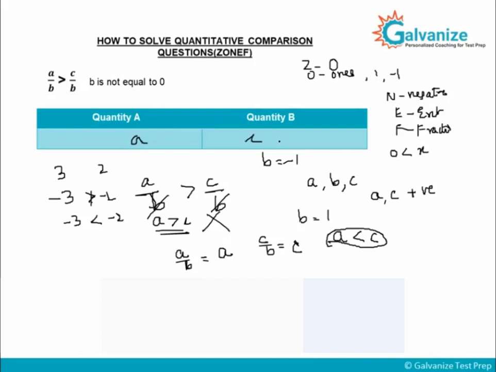So for negative numbers, quantity B is greater, negative integers I mean, and for positive integers, quantity A is greater. So you don't have a conclusive inference here. So the answer actually is option D. That is, the relationship cannot be determined, is option D, which is the correct choice here, right? That's for the mnemonic ZONF.